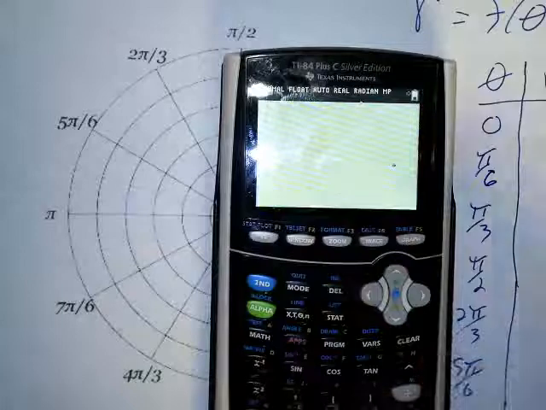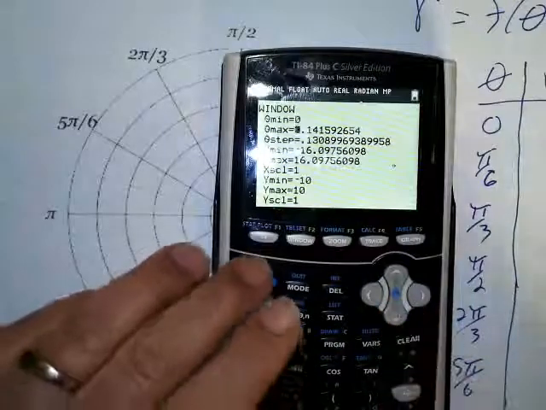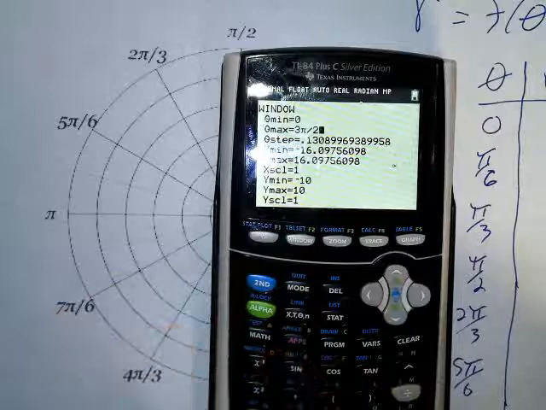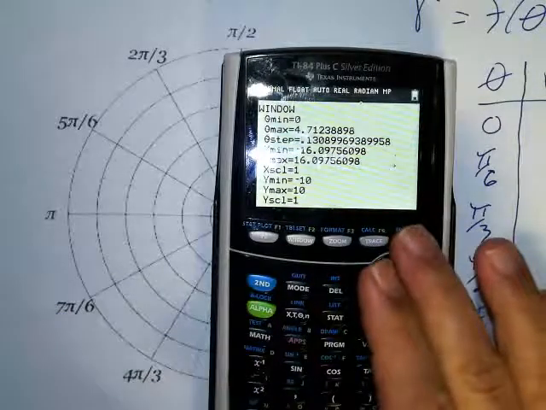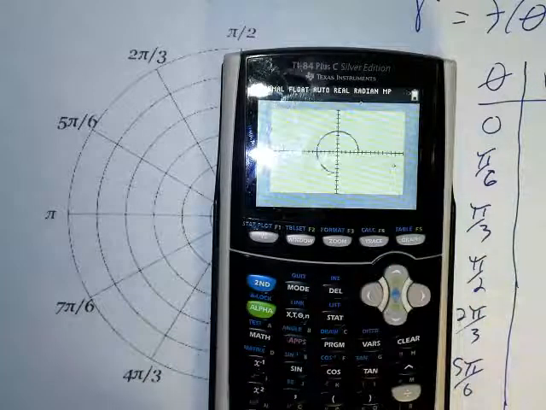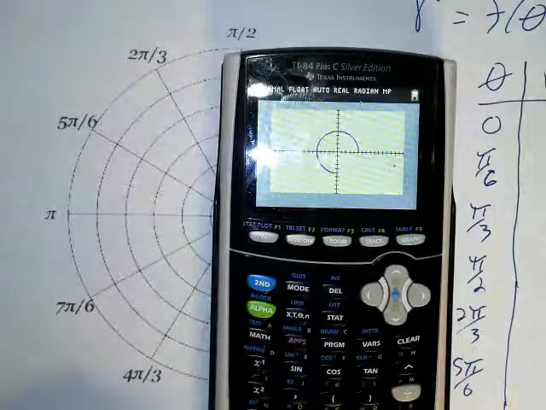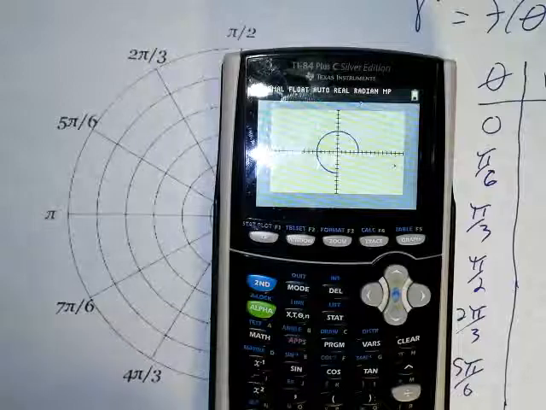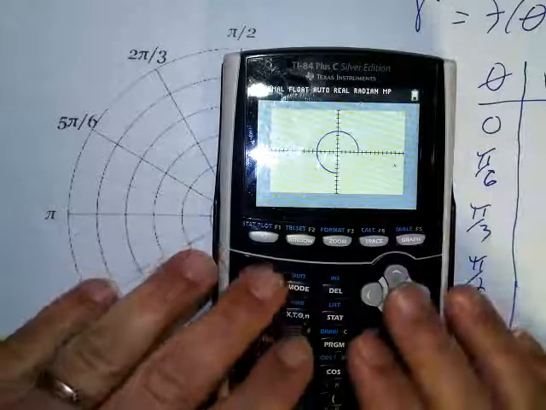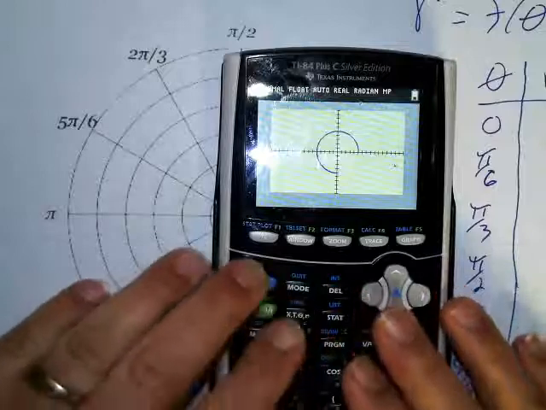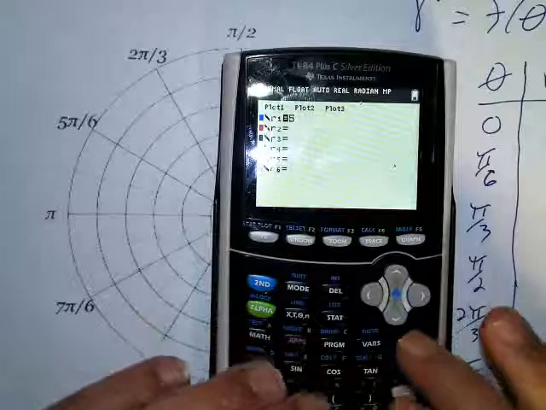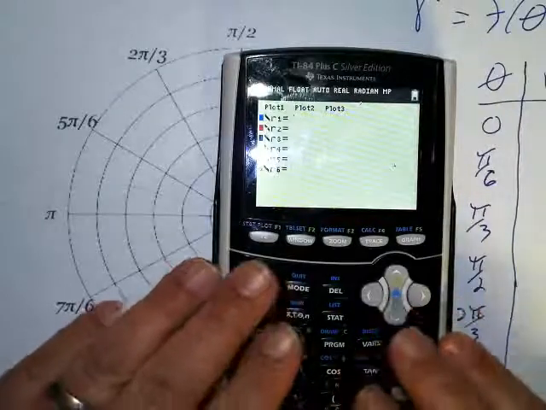So I could do 0 to 3 pi over 2. And if I do that, then it goes 3/4 the way around the circle. Okay? And so that's how that works. That's how you set the range here. So now let's do something else here. Let me go to here, and I'm going to get rid of that.